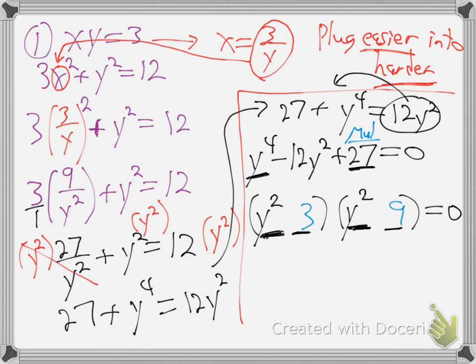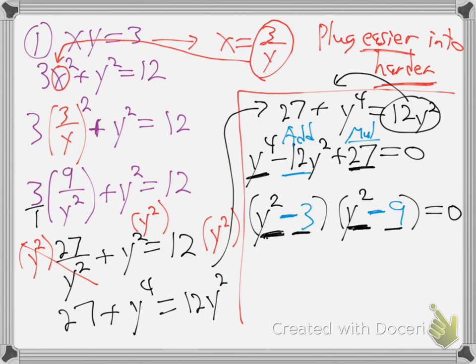And how can they add? Remember the middle is adding. Remember that in factoring? How could they add to be negative 12? Both negative, yeah. Okay, so now where do we go from there?